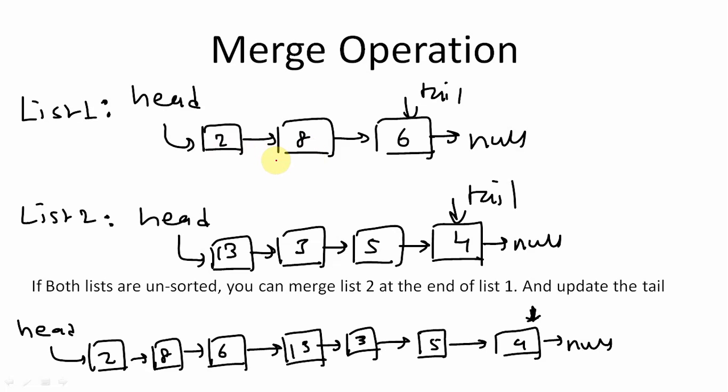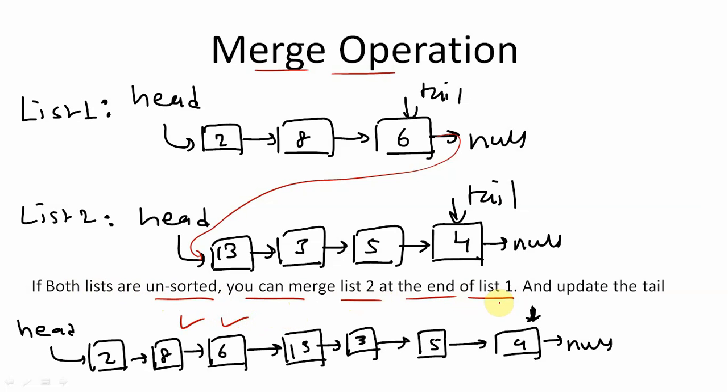Let's see the sorted list. For a sorted list, you have to arrange nodes in their proper position. We will compare the first node of list 1 with the first node of list 2. We will compare and add the smaller node into the new linked list and repeat the process until the list is arranged. So we compare these two. This is the smaller, so we add this into the new list.